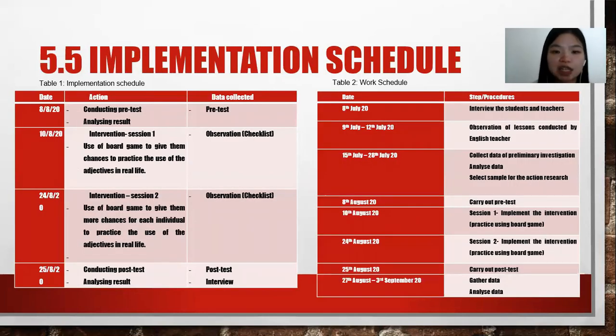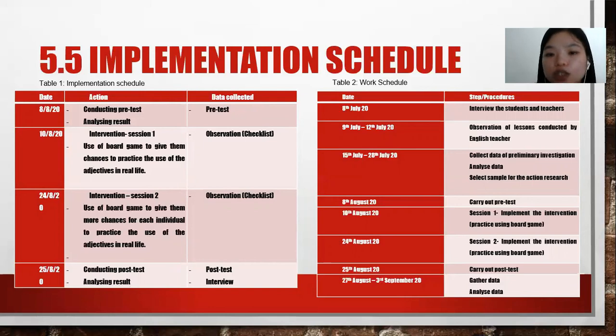And 5.5, the implementation schedule. Table 1 shows the implementation schedule, which starts with conducting a pre-test, analyzing the result, and then the intervention. Session 1 is the use of the board game to give them chances to practice the use of adjectives in real life, through the observation checklist. Session 2 will be the same. The last one is conducting a post-test, which is exactly the same test as the pre-test, to see the impact of the intervention after it.